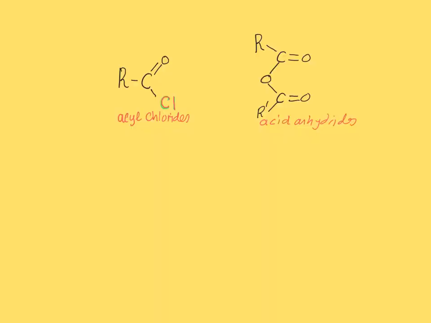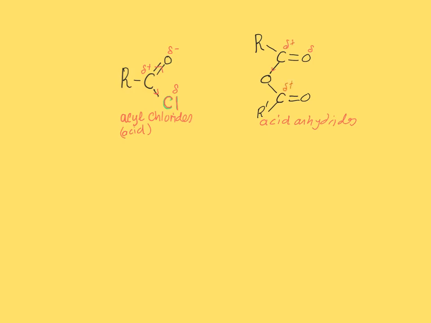If we look at the structure of acyl chlorides or acid chlorides, we can see that in both structures the carbon in the carbonyl compound is electron deficient because it's attached to an electronegative oxygen. In the case of acid chlorides, it's also attached to a chlorine atom, which is more electronegative than the carbon. So electrons are pulled away, resulting in a very electron deficient carbon atom. In acid anhydrides also, the carbon is attached to an electronegative oxygen and also another electronegative oxygen, rendering it also electron deficient.